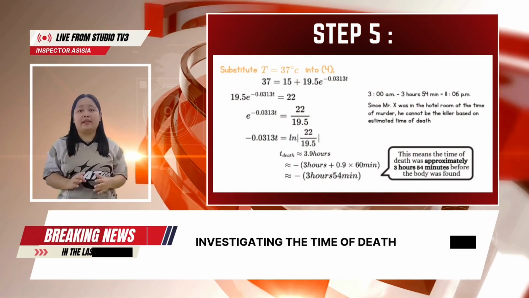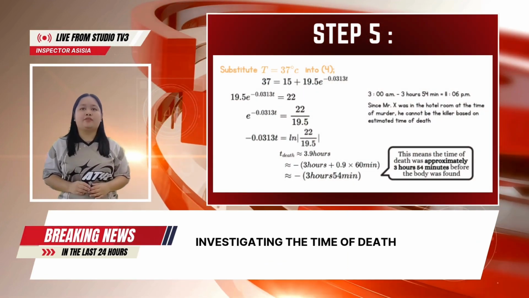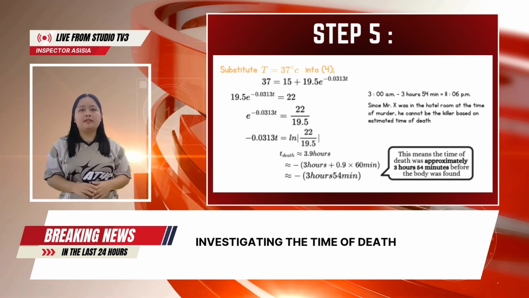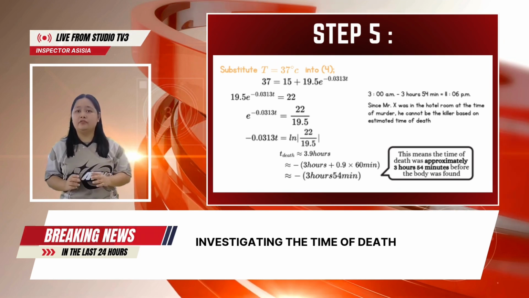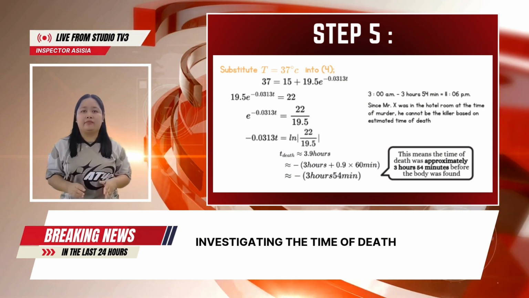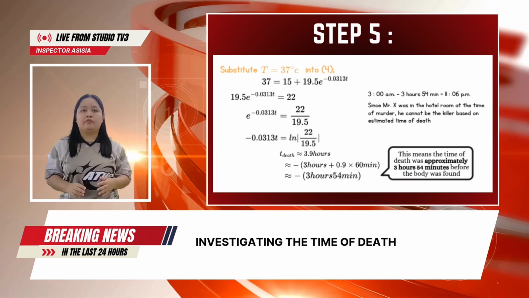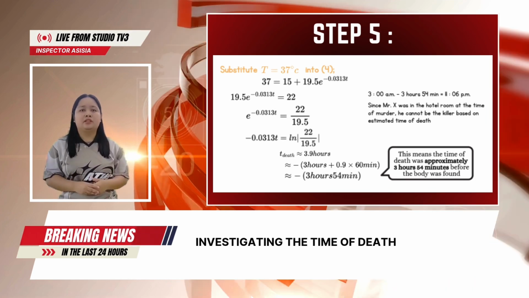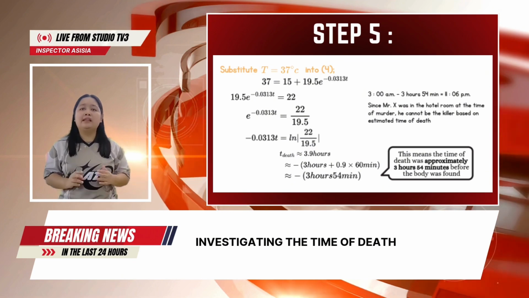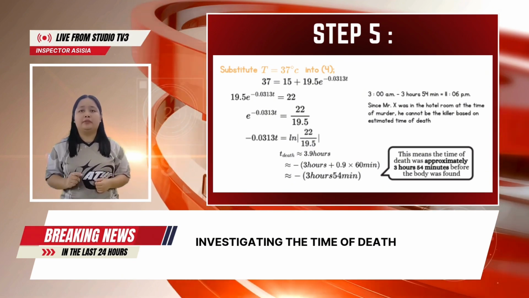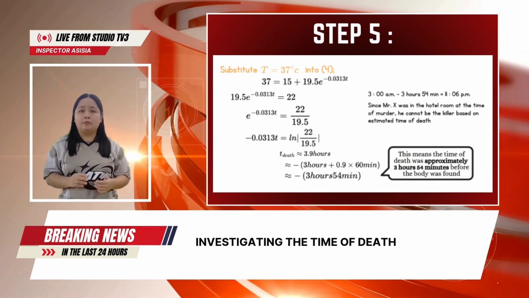And now we are at step 5, the last step, which is we need to find the time of death. First thing first, we need to substitute the value of temperature equal to 37 degrees Celsius into equation 4. Then the equation will be 37 is equal to 15 plus 19.5 e to the power of negative 0.0313t, where t refers to time. Since we want to find the time, let 19.5 e to the power of negative 0.0313t at the left and bring the rest to the right.